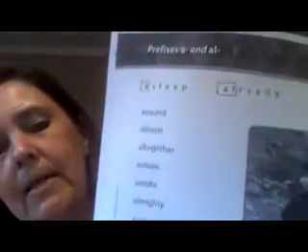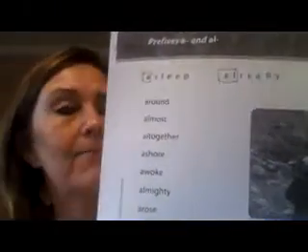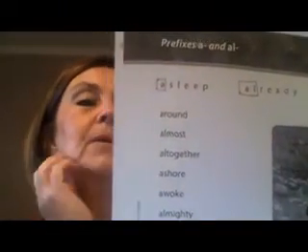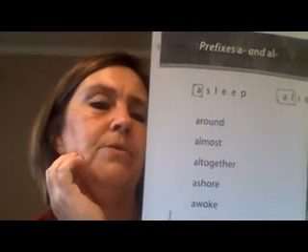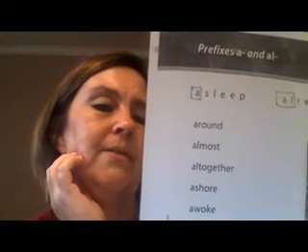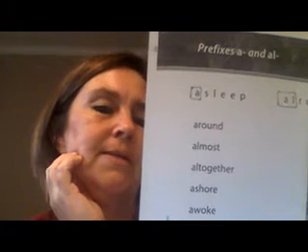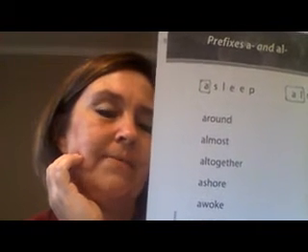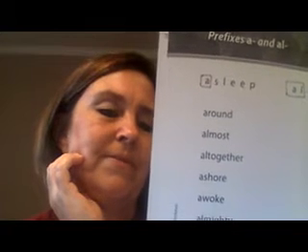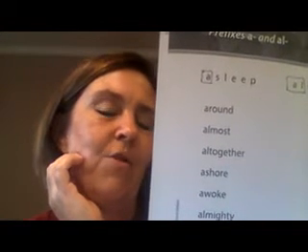And you know Miss Millette does this box thing to identify prefixes and suffixes. Now underneath it is a list of words that have a prefix added to them. Around, almost, altogether, ashore, awoke, almighty, arose, although.